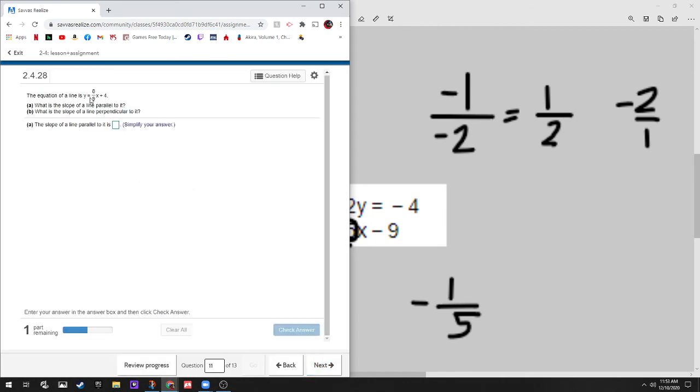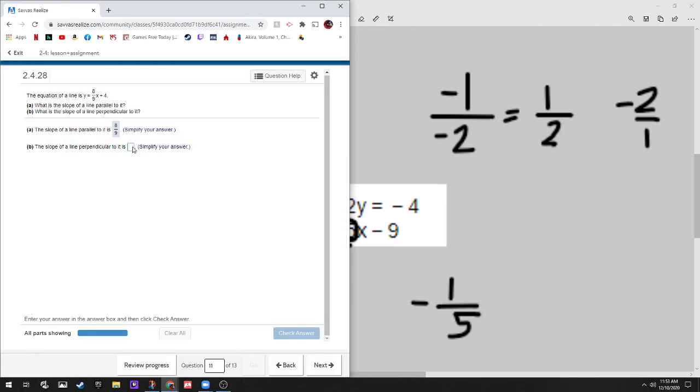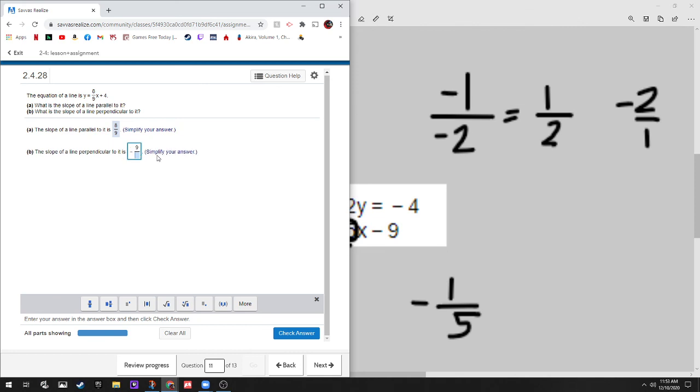The equation of a line is this. What is the slope of a line parallel to it? Remember, parallel is same slope. What is the slope of a line perpendicular to it? Well, it's the opposite. It's already positive, so opposite would be -9 over 8. Reciprocal.